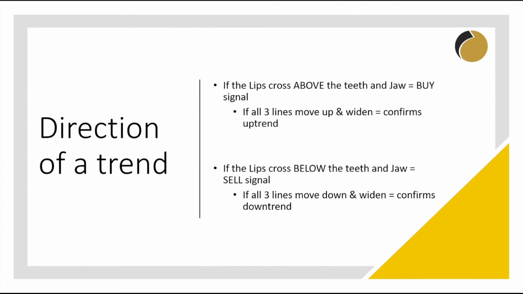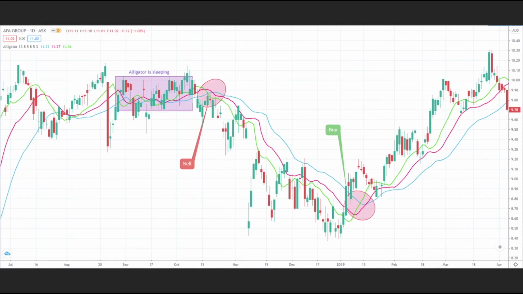Likewise, if the lips crosses below the two slower moving averages, it is a sell signal. And if the other two slower moving averages move down with the lips and diverge in that direction, then it confirms the downtrend. So as I mentioned earlier, here is all those three key pieces of information on a chart.